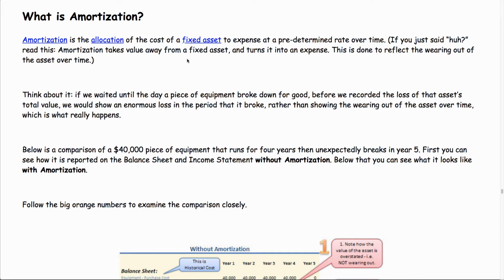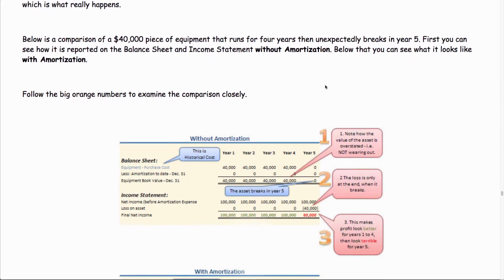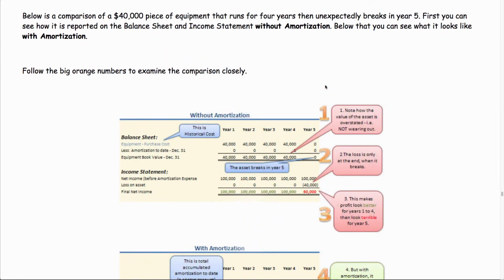And you're taking value away from that fixed asset and turning it into an expense to reflect the fact that those long-term assets wear out over time as you use them. Take a look at this illustration, this example. Imagine if there was no such thing as amortization. Here's our little balance sheet, here's our equipment, and here's an amortization account where we have none of it. So in other words, it's a universe without amortization.